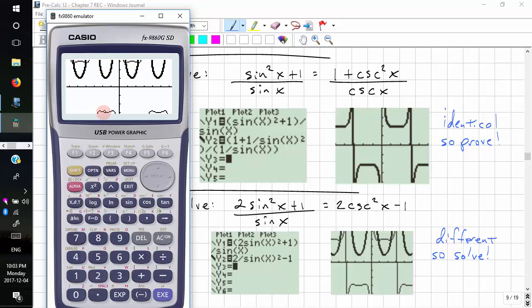And we can see that this has been scaled up a little bit. But anyways, they are different. So this is a problem where we need to solve. So in some questions you'll be asked to prove or solve. You need to find out if they're identical first or not. And that completes this mini lesson.